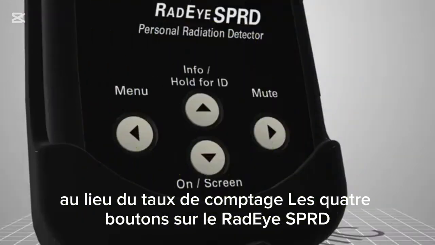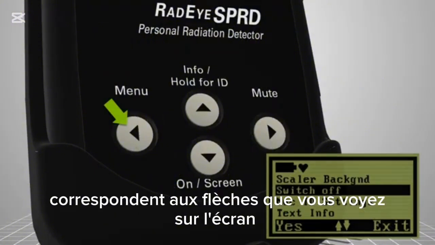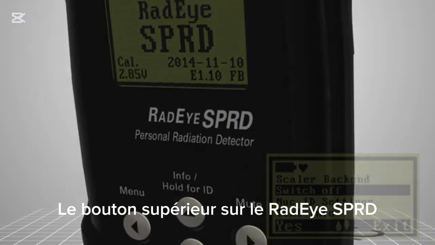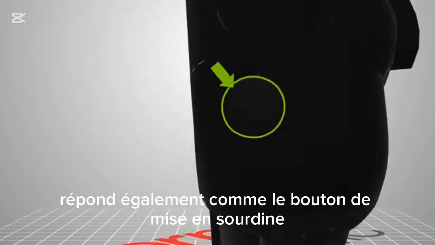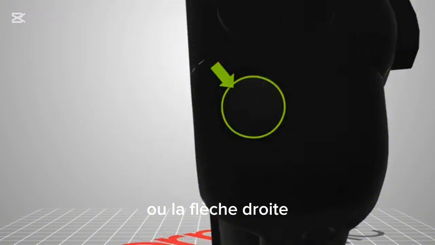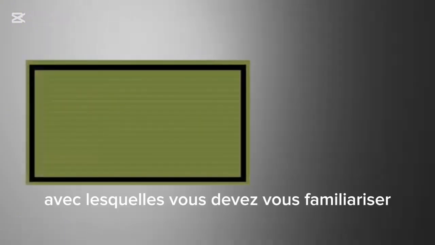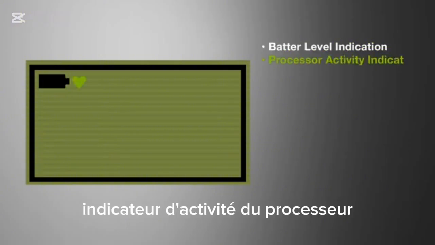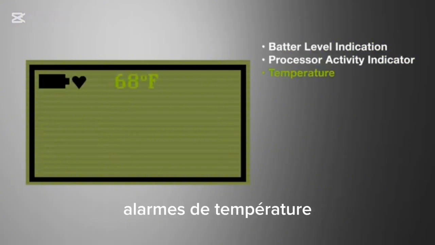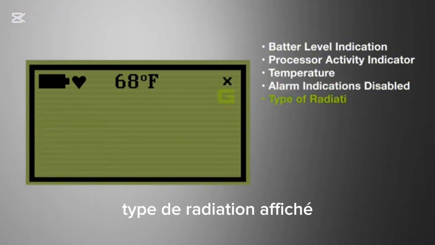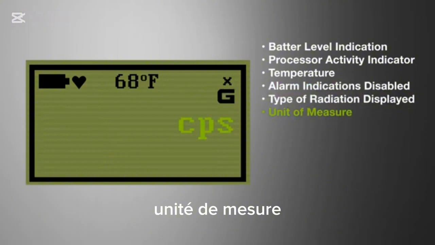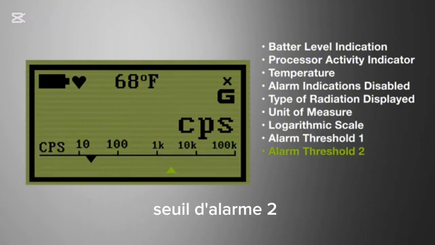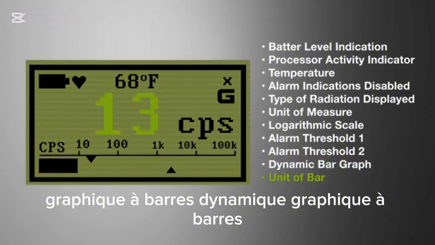The 4 push buttons on the RadEye SPRD correspond with the arrows you see on the display when navigating through the various menus. The top button on the RadEye also responds the same as the mute button, or the right arrow. There are a number of notifications to familiarize yourself with on the SPRD. Battery level indication, processor activity indicator, temperature, alarm indications disabled, type of radiation displayed, unit of measure, logarithmic scale, alarm threshold 1, alarm threshold 2, dynamic bar graph, unit of bar graph.